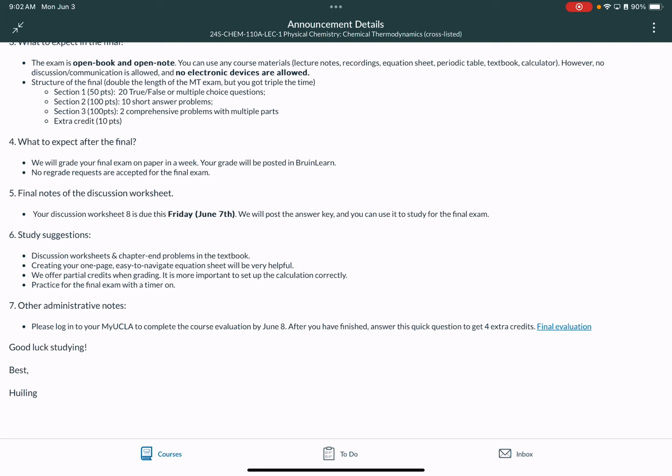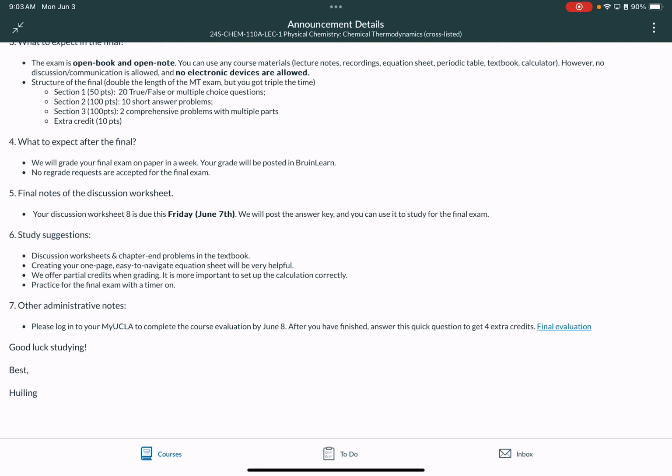Final note for discussion worksheet. So you have one more discussion worksheet, which is worksheet number 8. That discussion worksheet will be due this Friday. All right, so that's a little bit different. The whole point here of making that worksheet due earlier is so that we can post the answer key and people can use that worksheet to study for the final exam. So that's why we put the due date this Friday, prior to your final exam.